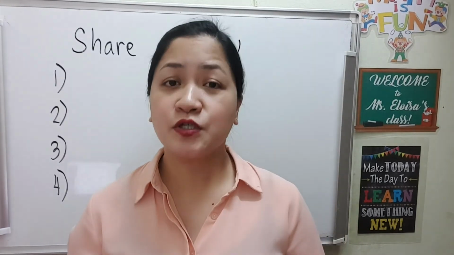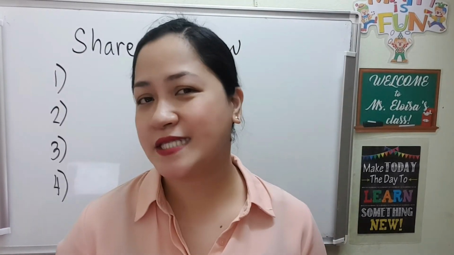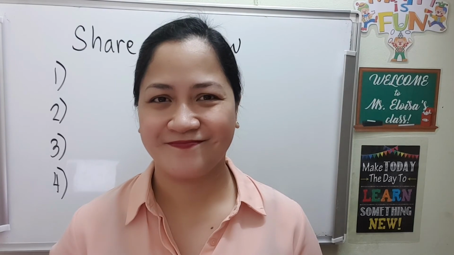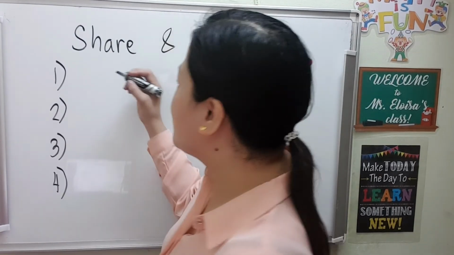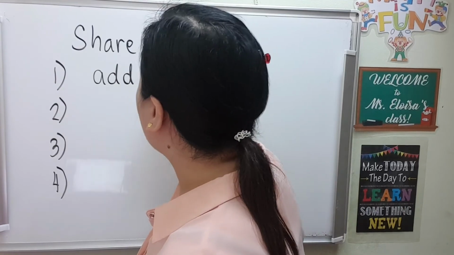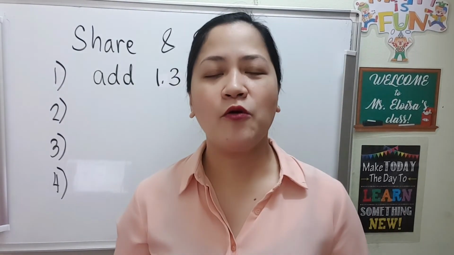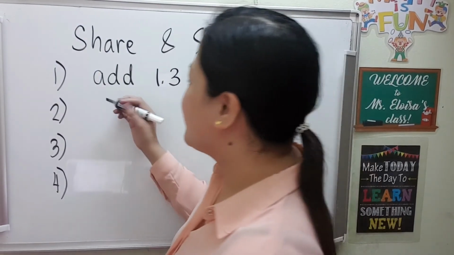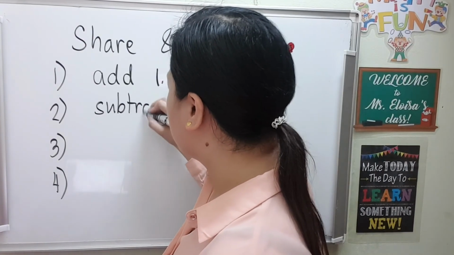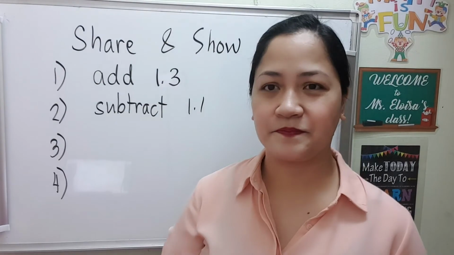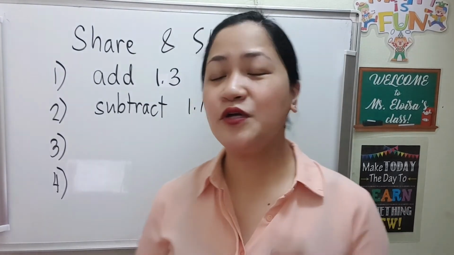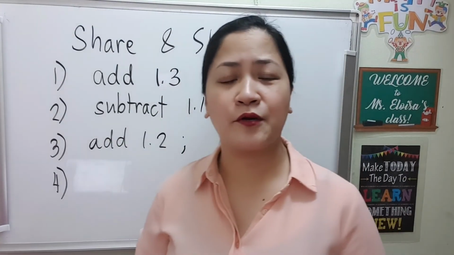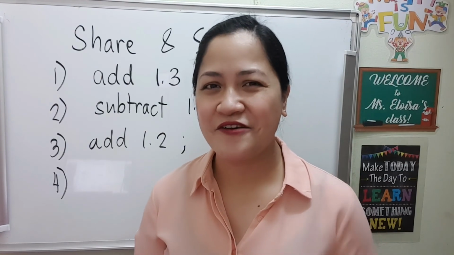Now to practice, do share and show numbers 1 to 4. Can you say your answer aloud? Okay, number 1. What is the rule in the given sequence? That's right. You're going to add 1.3. Very good. How about number 2? That's correct. You're going to subtract 1.1. Number 3. The rule is to add 1.2. How about the missing number or the missing term? What is it? Very good.